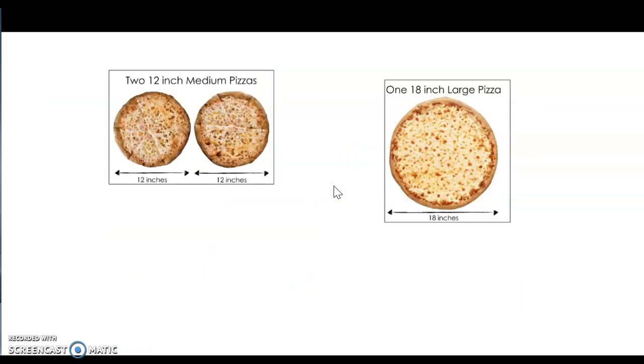Let's do the math. At this point, I would like you to do the math yourself and see if you can come up with a choice. Which do you think is better? I'm going to show you the answers now.